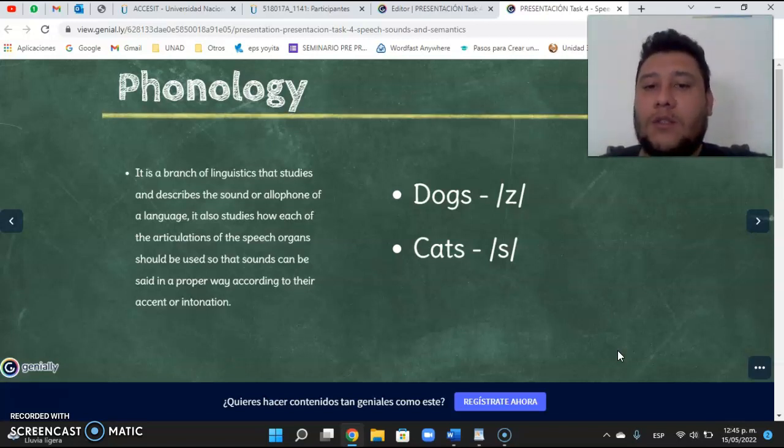The first one is dogs, and the second one is cats. If you see the word dogs, at the end of the word there is an S, but in the pronunciation you normally end with a Z. It's the same with the word cats. When you read the word cats, there is an S at the end of the word, and the pronunciation also finishes with an S sound.